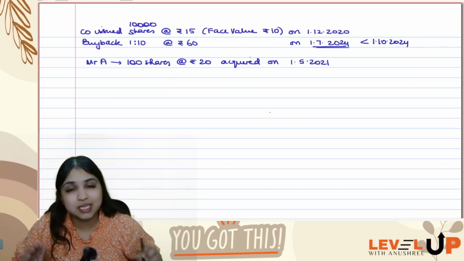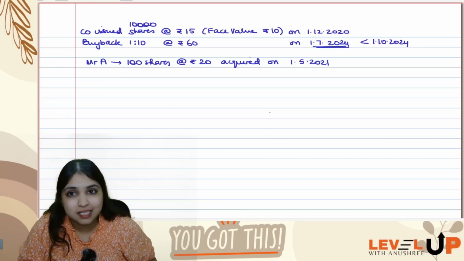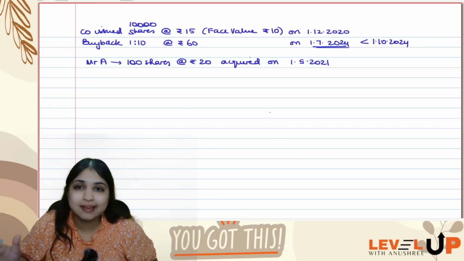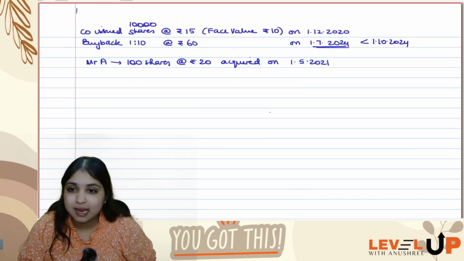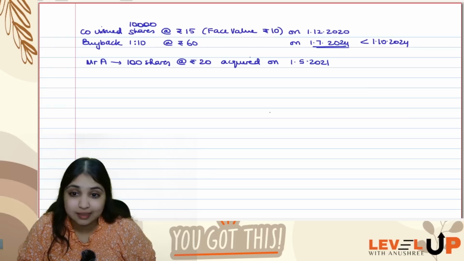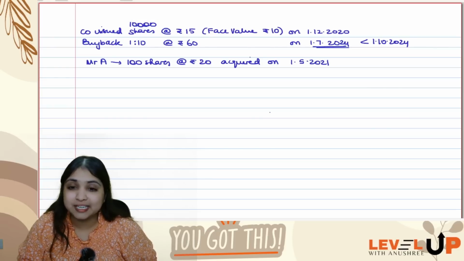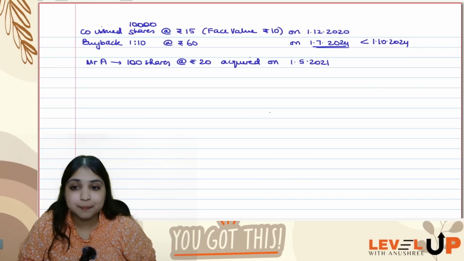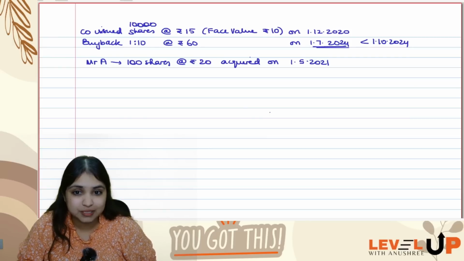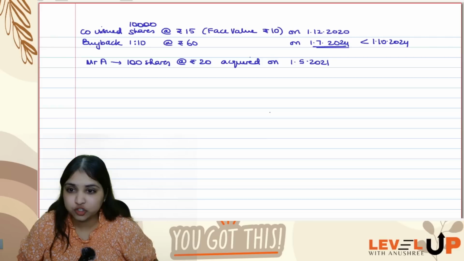Now listen, what was the existing provision? In the existing provision, there was no tax implication for the shareholder. The tax implication was only for the company. Like the company in my example issued 10,000 shares at 15 rupees each. Face value was 10. So the company issued at a premium of 5 rupees on 1st December 2020. Company bought back 1 share out of every 10 shares at 60 rupees per share. So 60 rupees becomes the buyback price. Company is buying back on 1st July 24.